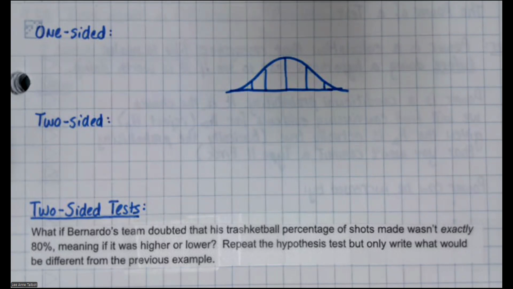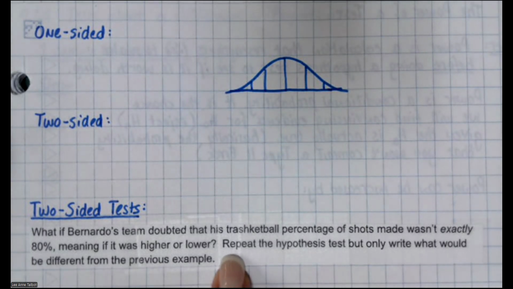Okay. Last bit. So I sort of spoiled this before. We need to talk about the difference between a one-sided test and a two-sided test. And then we're going to repeat what we did, but making it two-sided. We don't need to do the whole problem. We're just going to do the parts that would be different.